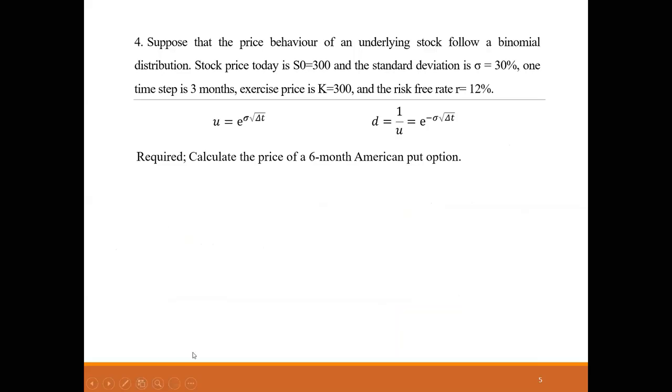So read the question that is given to you. It says, suppose that the price behavior of an underlying stock follows a binomial distribution. Stock price today is S0, 300, and the standard deviation, sigma, is 30%, with a time step of 3 months. The exercise price is 300 and the risk-free rate is 12%. Though it is not mentioned, assume that it is a continuously compounded rate of return.